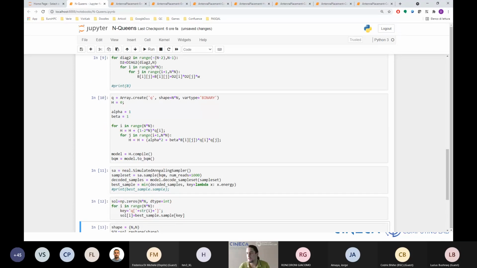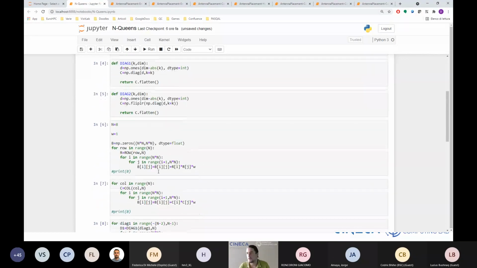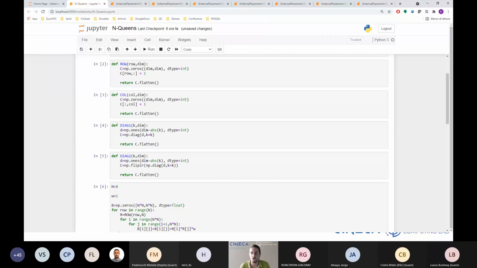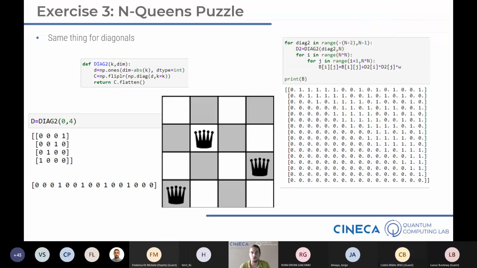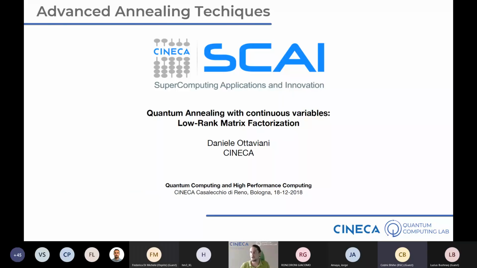Okay, so give me only 10 minutes now to show you some particular advanced annealing techniques. I will still give maybe 5 minutes of break, but I will give it back later, because then Riccardo will show you some other application of the wave. So let me show you very quickly.